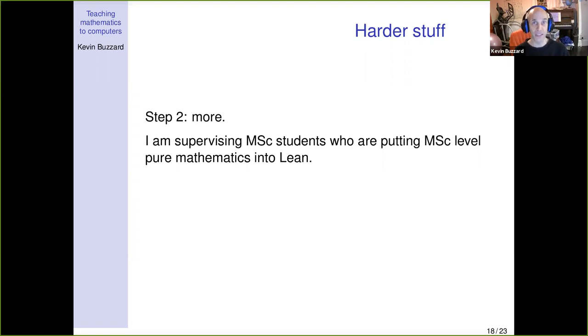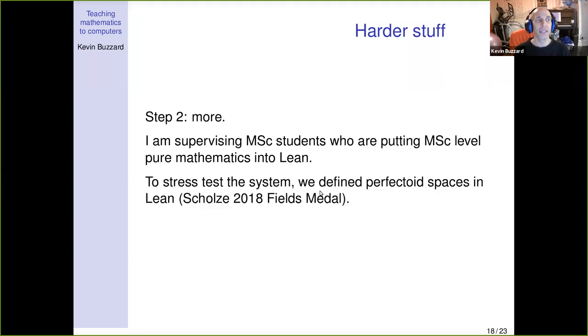It's not a coincidence. They all started learning as first years when I was teaching the first years. And now I have three fourth years doing serious mathematics in Lean. And to stress test the system, we know that these systems could understand very, very long theorems about simple objects. So we decided to prove some very, very simple theorems about very complex objects.